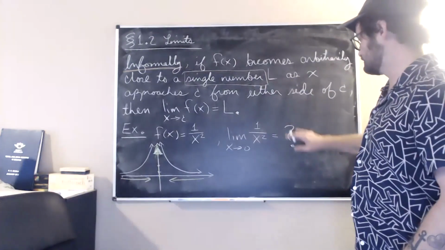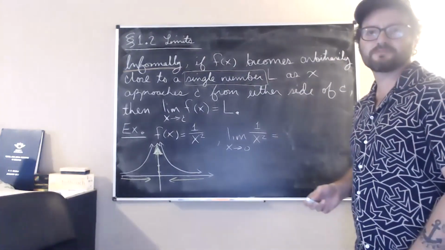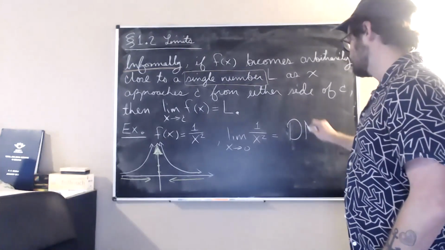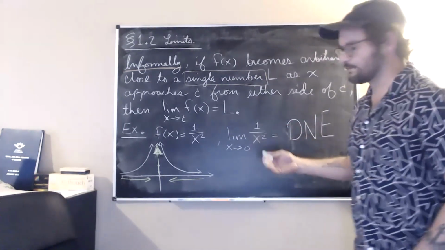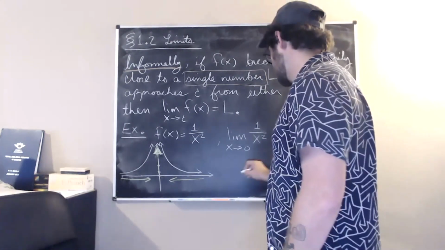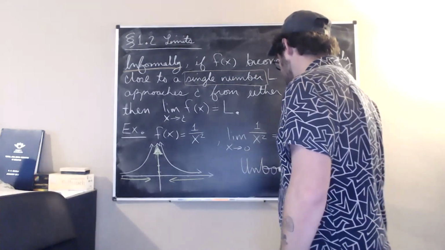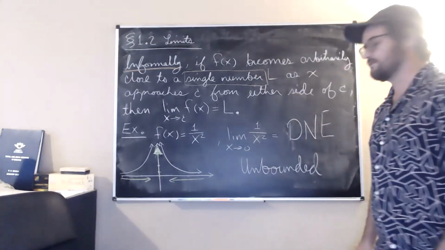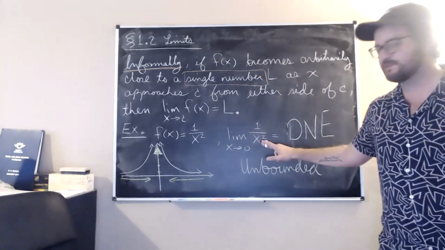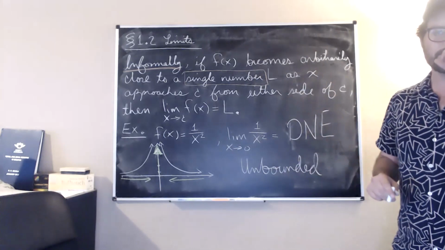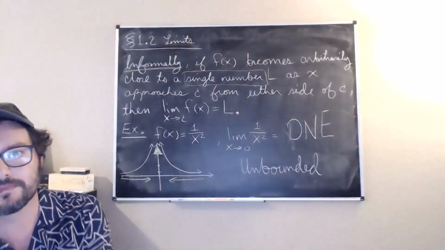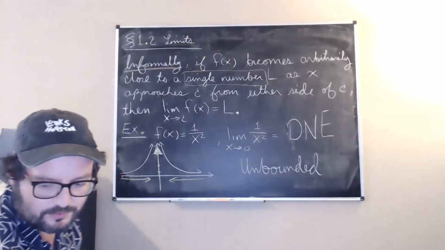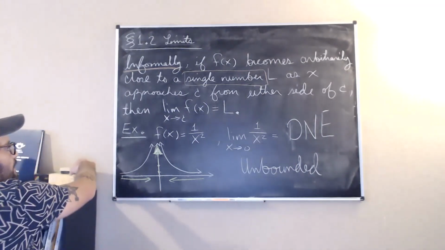Okay, so we would say that this is not a single number. So it does not exist. And this is a case where a limit doesn't exist because this is unbounded. As x gets close to 0, this becomes arbitrarily large. There's no bound on it. Okay, let's look at another example.